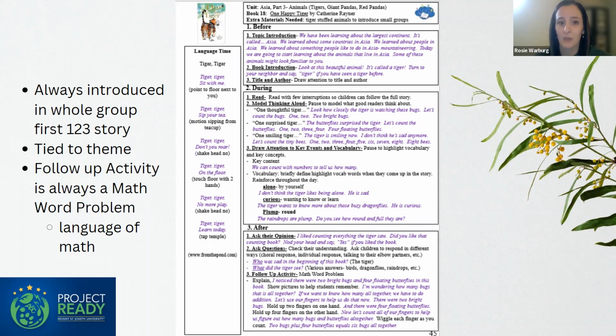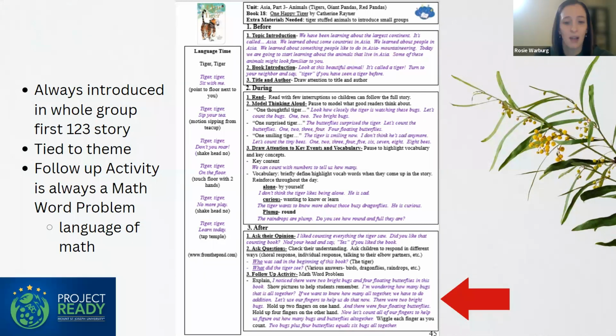We start with our language time, where we're really hitting that phonological awareness activity. And then we have some work that we do before relating the reading to our theme. We have some questions and some vocabulary you're going to pull out during the reading. And then we have some after activities, so asking some questions again. And then the follow-up activity for a 1, 2, 3 story that's a math book is always a math word problem. And the math word problem really is just about introducing our young students to the language of math.